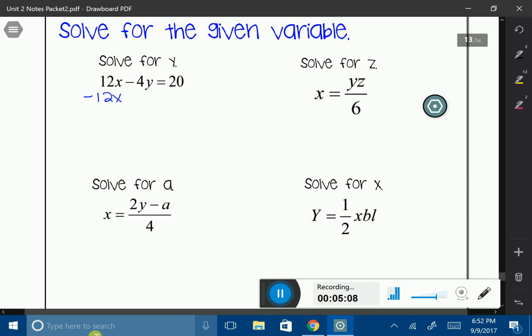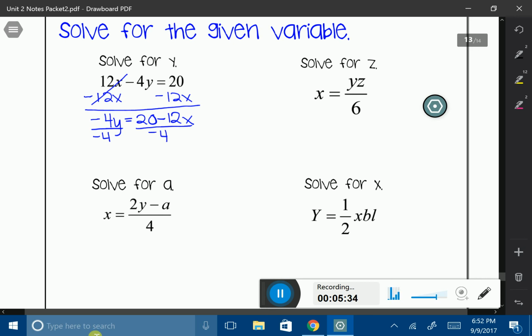So 12x is definitely in the way of getting 4x or y by itself. So I'm going to go ahead and get rid of him, and I'm going to be left with negative 4y is equal to 20 minus 12x. And of course I want to get my y by itself, so I'm going to divide that side by negative 4, and I'm going to divide the other side by negative 4.